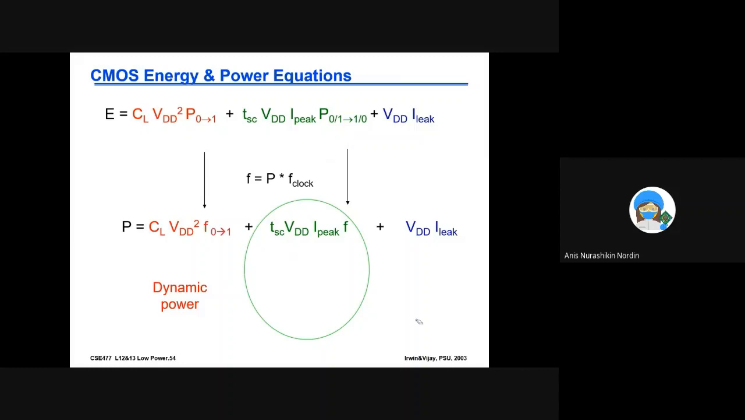Okay, so this is the dynamic power. The middle green is the short circuit power. Short circuit power is a function of the short circuit current, I peak, the time where it short circuits, T short circuit, and the frequency of switching. And finally, there is the leakage current.